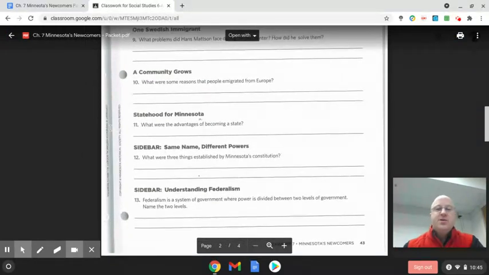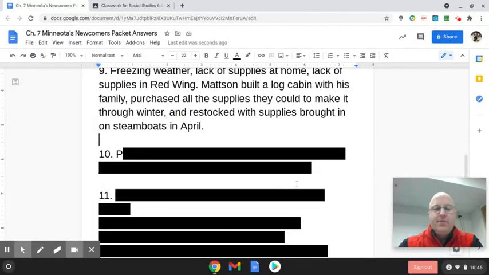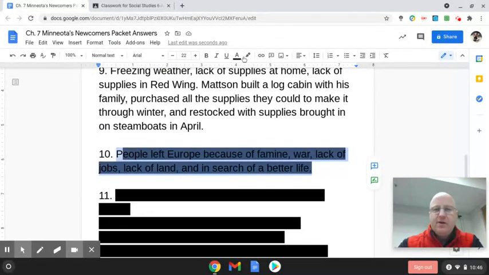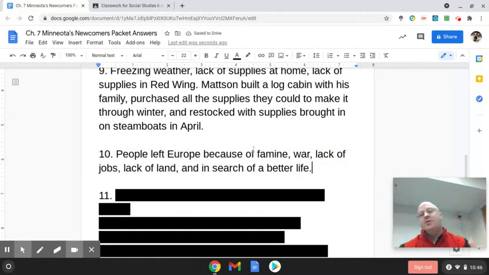Number 10, what were some reasons that people immigrated from Europe? So this term immigrated, starting with an E, means why did they leave? So they exited. So when you immigrate with an E, it means you're leaving. So from Europe, why did these people leave Europe? And these people left Europe for several reasons. They left Europe because of famine. So food shortage, especially in Ireland, where they depended a lot on potatoes. The disease had gone through and wiped out the potato crop. So starvation was a problem. So people left Europe because of that.